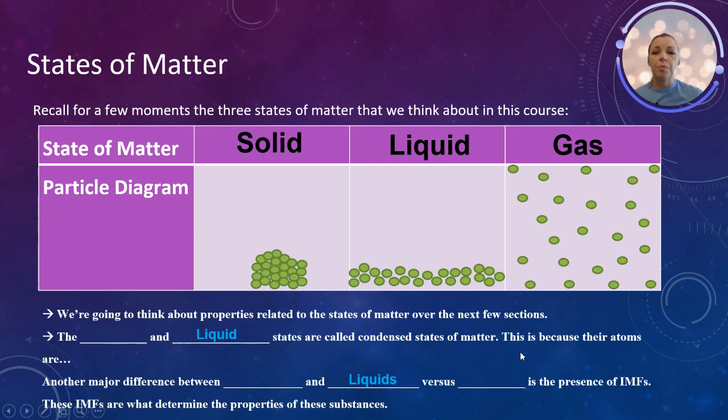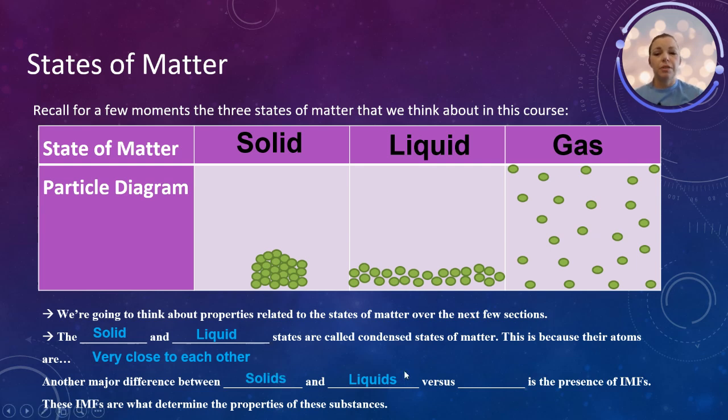We're going to think about the properties that are related to the states of matter over the next couple of sections. The solid and liquid states are called condensed states of matter, and that's because their atoms are very close to each other. So you really can't squeeze them any tighter together because they're already pretty closely packed.